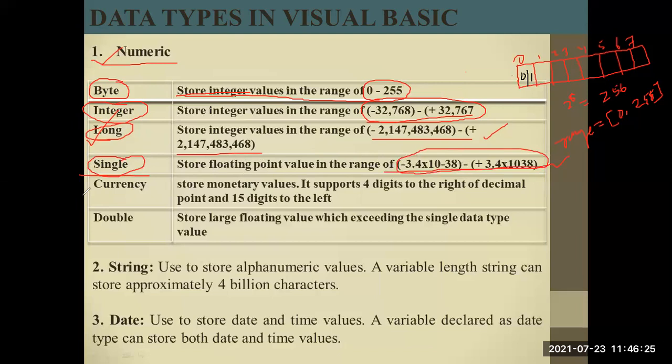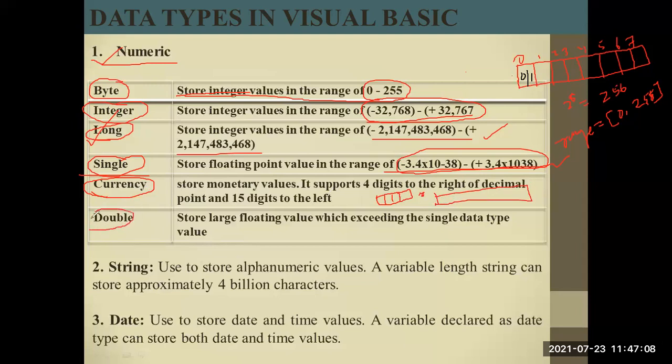There is one special type of data we are using here, which is called currency. Whenever we require to store currency values, monetary values, it supports 4 digits to the right of the decimal and 15 digits to the left of the decimal. Which means I can store up to 15 digit values before the decimal, and after the decimal it will support up to 4 decimal places.